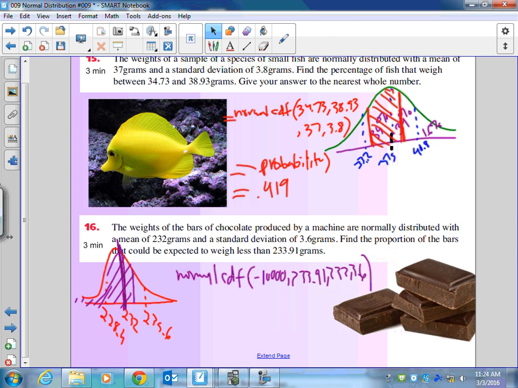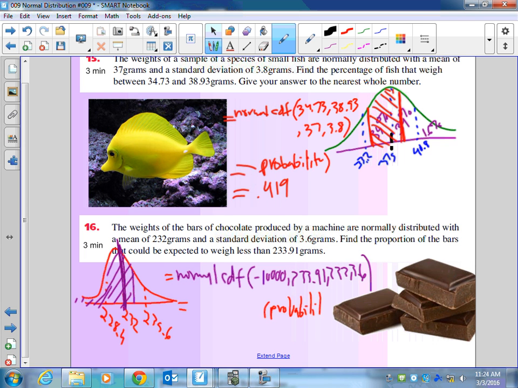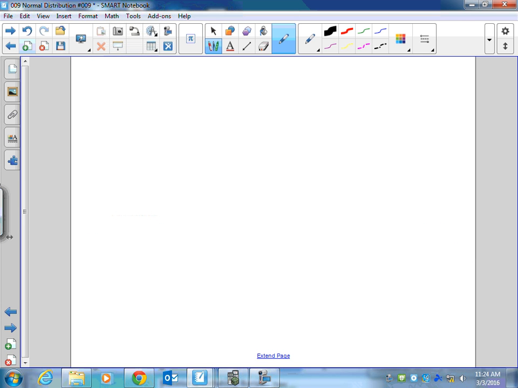And what'd you get for a probability? Probability. What'd you get? 0.7 what? 0.02. Isn't it nice to take a little moment to draw that picture, though, so you've got a visual of what that number is and what it should be? 70% makes sense. It's more than 50 and less than 85. Good.